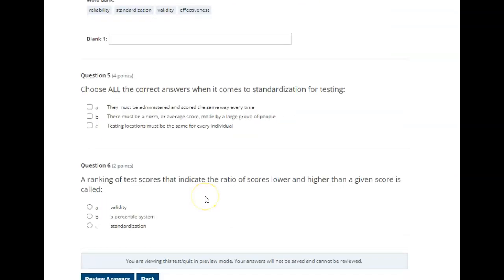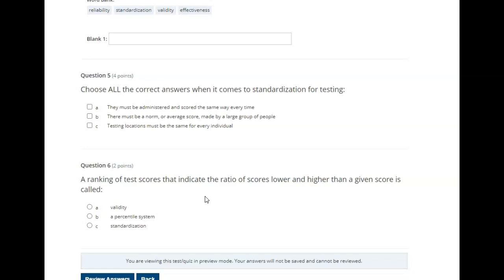Choose all of the correct answers when it comes to standardization for testing. A. They must be administered and scored the same way every time. B. There must be a norm or average score made by a large group of people. C. Testing locations must be the same for every individual.